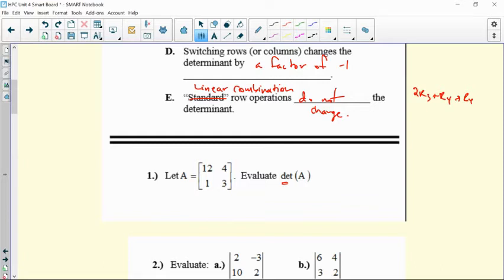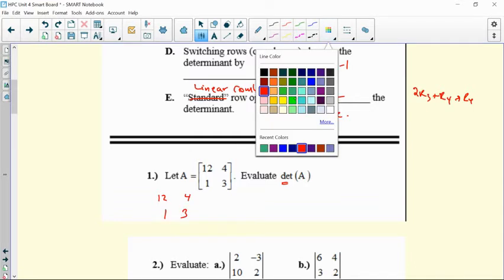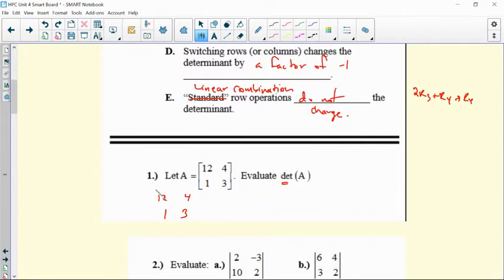So what you're going to do is take those 4 entries, just so you have 12, 4, 1, 3. And the rule, and this only works for a 2 by 2, is you multiply down this diagonal, and then you subtract multiplying down that diagonal. So I do 12 times 3 minus 4 times 1. Okay, and so that's equal to 36 minus 4, which is 32.